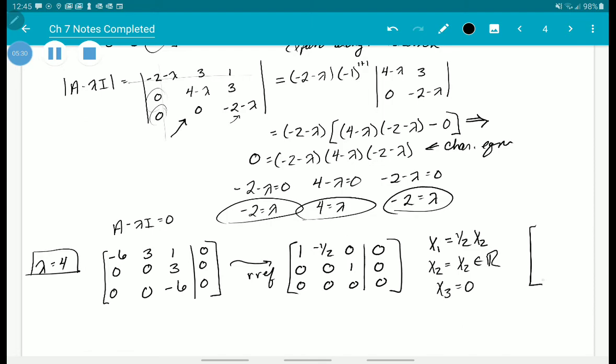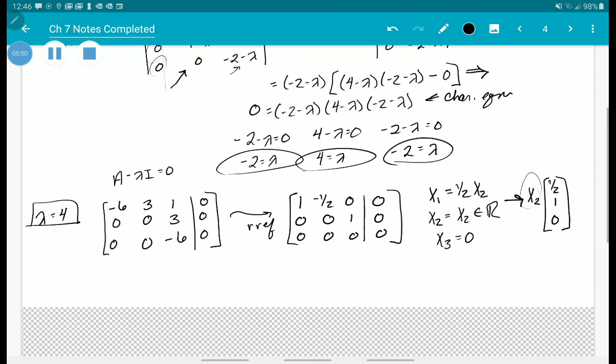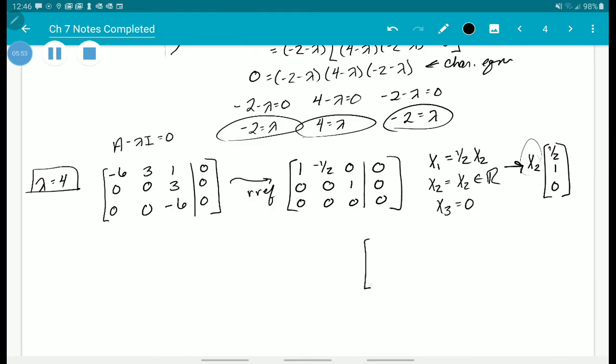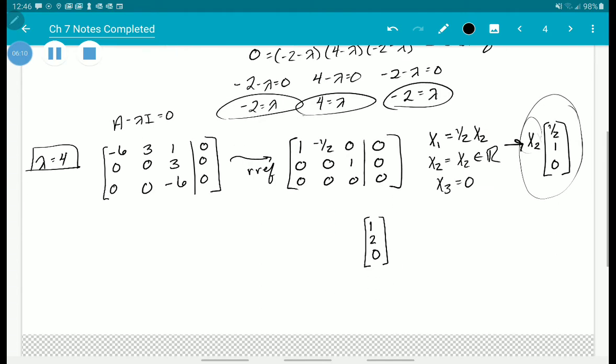So our eigenvector, we could think about this before I jump into the eigenvector this way. But we could use any number to substitute in for this. So if we wanted to use x2 as 1, then we could use 1/2, 1, and 0. A lot of times, though, you'll see that people don't like to use fractions when they talk about the eigenvectors or spanning sets. So what if we were to multiply this by 2? If we were to multiply this vector by 2, then we would get 1, 2, 0. So we can use that eigenvector.